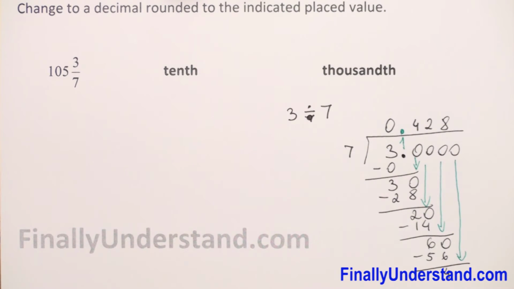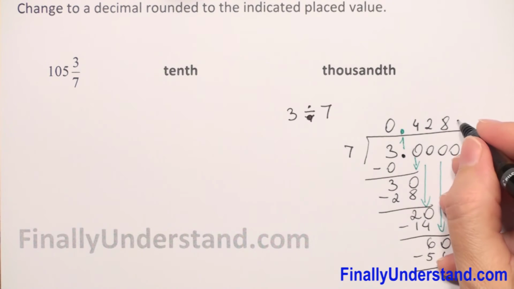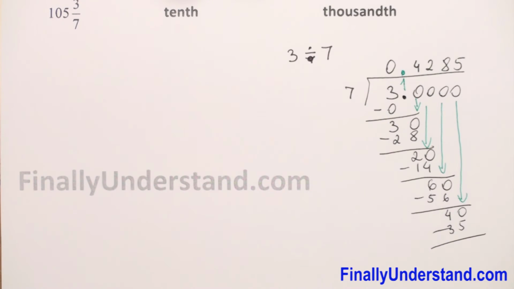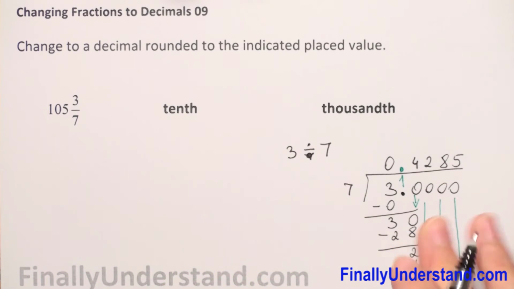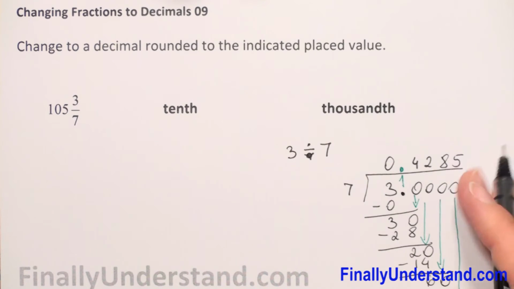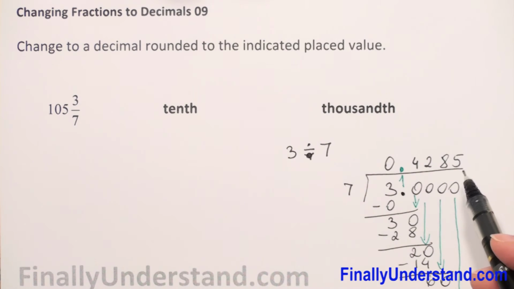40 divided by 7 is 5. 5 times 7 is 35. Subtraction. 40 minus 35 is 5. We didn't finish the long division, but we need to round our solution to the thousandth. Like I said, we need only 4 digits after the decimal point in our solution. So this is enough. We don't have to do long division anymore.